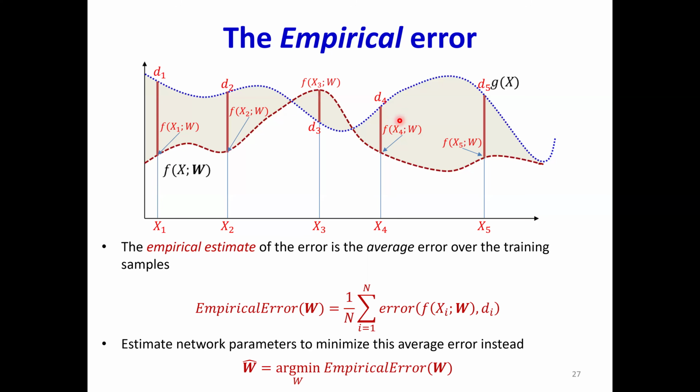And if you average this error over all of your training samples, this is what we call an empirical error. This empirical error is going to change with W, and we are going to try to estimate the network parameters such that this empirical error is minimized. Again, this empirical error is just our approximation to the shaded area because we don't really know the function g of x. And so we have collected a bunch of samples from g of x, and we are minimizing the average error over these samples with the hope that if you do so, then the network that you learn is going to correctly compute the function g of x elsewhere as well.